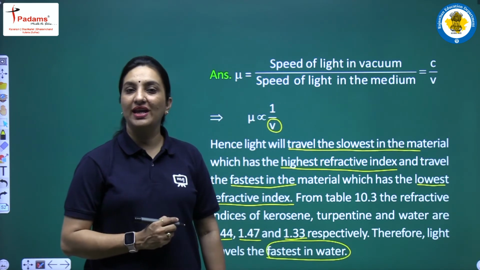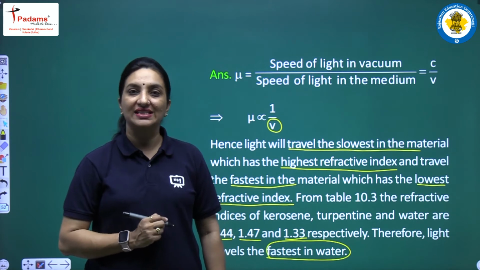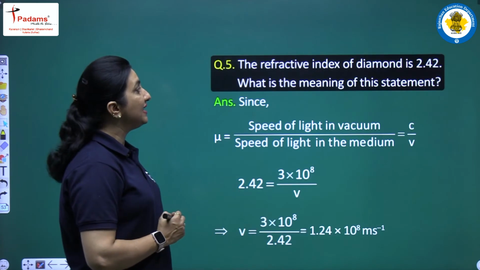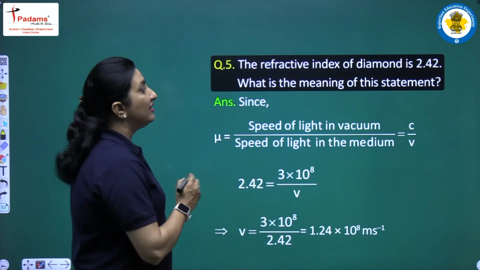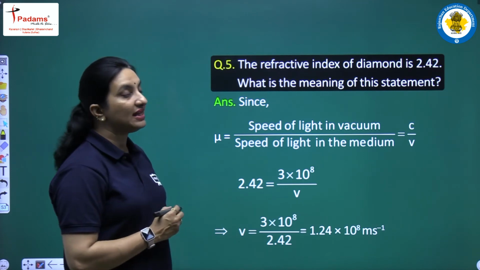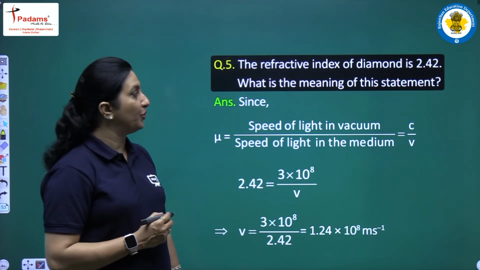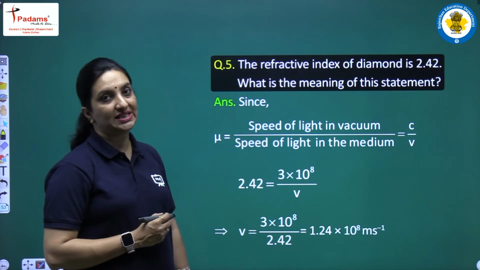So this is the way how we will write the answer for this problem. Let's see the next question. The refractive index of diamond is 2.42. What is the meaning of this statement?